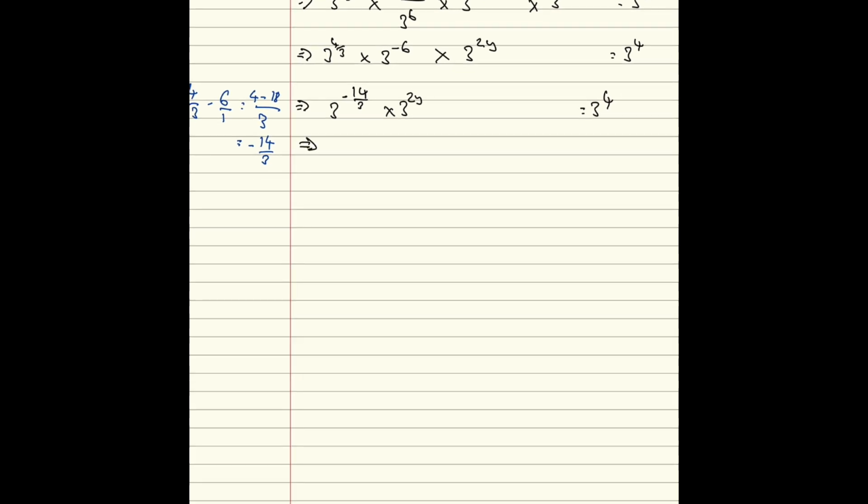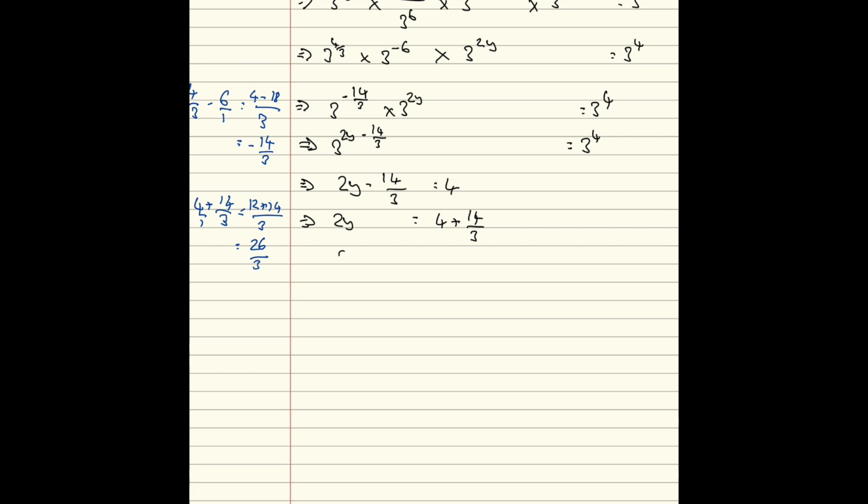This implies then that 3 to the power of 2y take away 14 thirds equals 3 to the power of 4. So then we have another linear equation, which implies that 2y take away 14 thirds equals 4, so 2y equals 4 plus 14 thirds. Again, I'm going to do a bit of side working to work that out. So 4 plus 14 thirds equals 12 plus 14 over 3, which equals 26 over 3.